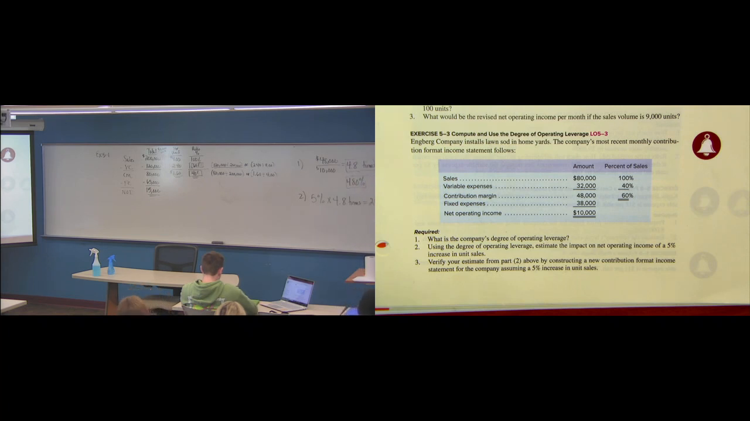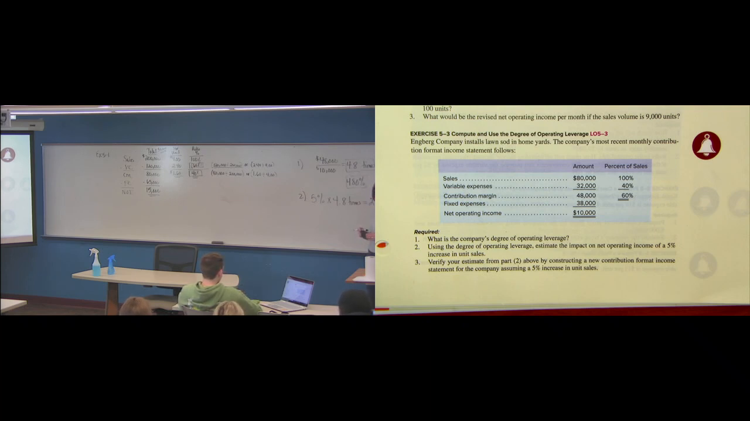Right? Everybody get that? That might sound like a lot, right? So for every 1% increase in sales, net operating income is going to go up 24%. And then it says, verify your estimate from part 2 above by constructing a new contribution format income statement for the company, assuming a 5% increase in unit sales.